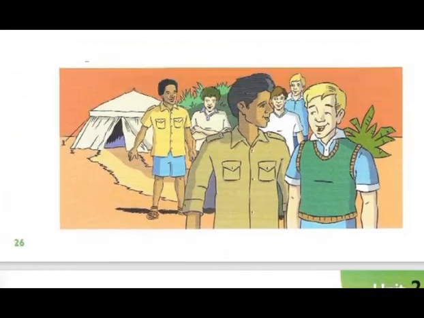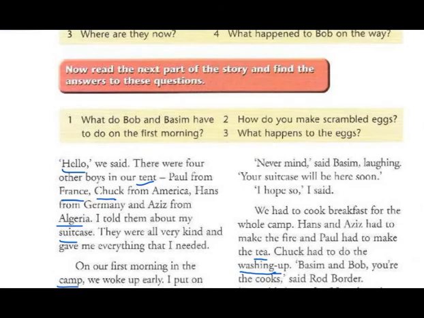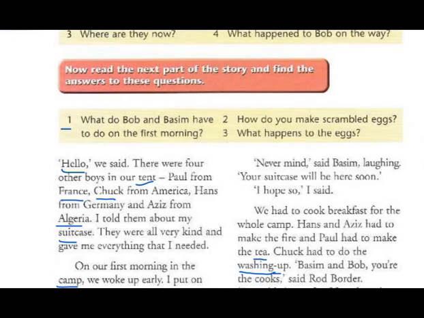So let's go back again to the questions that we asked before, if you remember. Question number one: what do Bob and Basim have to do on the first morning? Yes, actually, they had to prepare some breakfast for the boys. You can find here: we had to cook breakfast for the whole camp. So they had to cook breakfast for the whole camp.